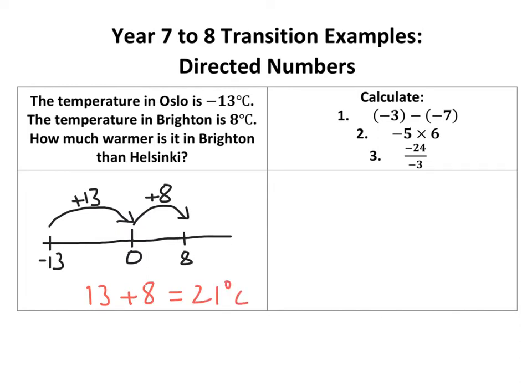Now actually, if you think about it, if I'm finding the difference between things, that normally means I subtract. So I'm going to do 8 subtract minus 13. You do the bigger one minus the smaller one, don't you? 8 minus negative 13, as it were, is also 21. So you can think of it in both ways.